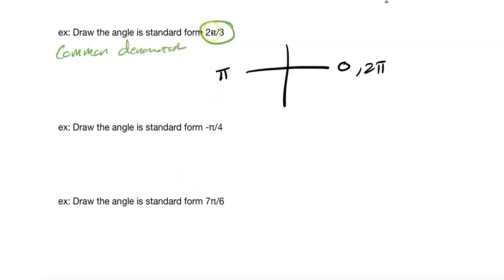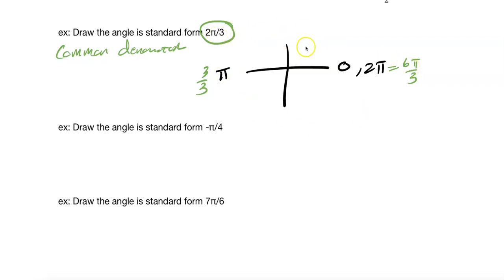So this is 2 pi over 3. What I'm going to do here, here's pi. I make this 3 over 3. And that makes this 6 pi over 3. Right? 6 over 3 is 2. So you just go 3 over 3, another 3 over 3, 6 pi over 3.